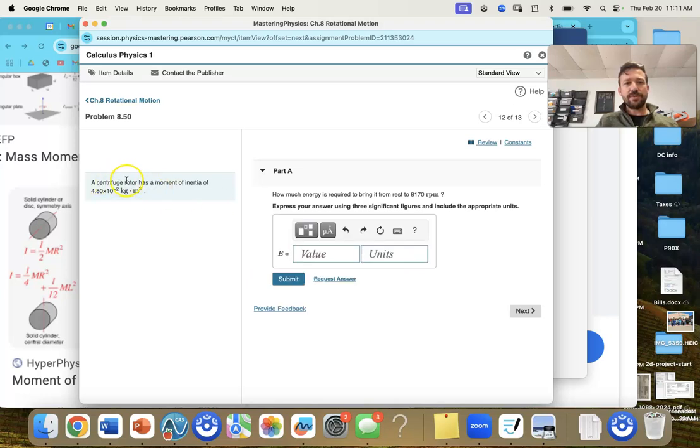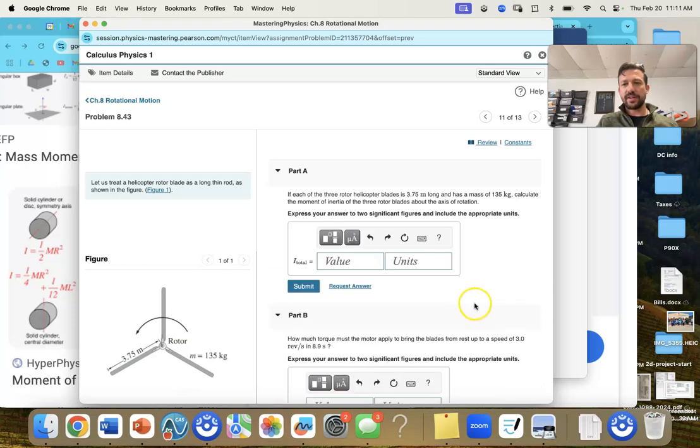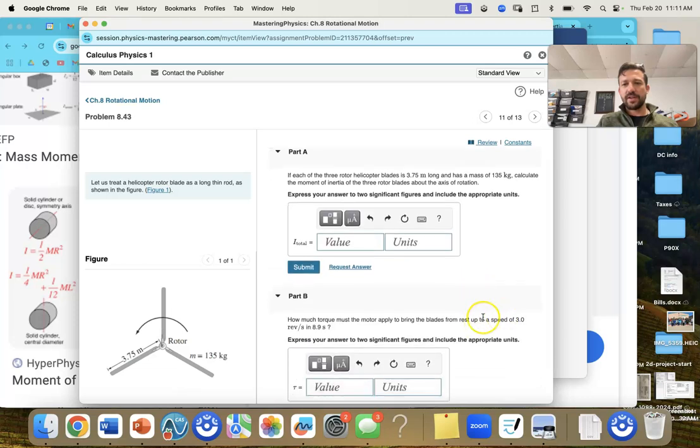A centrifuge motor rotor has a moment of inertia of that. So we know what I is. How much energy is required to bring it from rest to that speed? On this last one, this is in revolutions per second. So make sure to switch this to radians. You're going to multiply by 2 pi, right? You have to have it in radians per second.